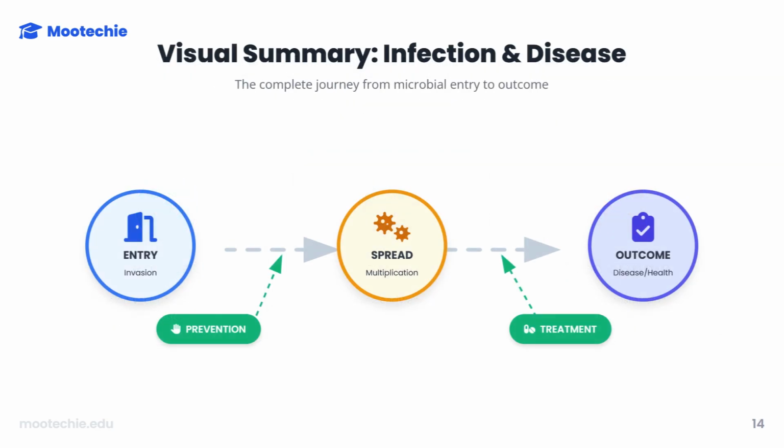Here, you can see a visual summary of infection and disease. The process begins with entry, where the microbe invades the host. Then comes spread, involving multiplication and movement within the body. Finally, the outcome may be health or disease, depending on intervention. Prevention works best at the entry stage, while treatment is crucial after spread begins. This completes the overall journey from infection to outcome.